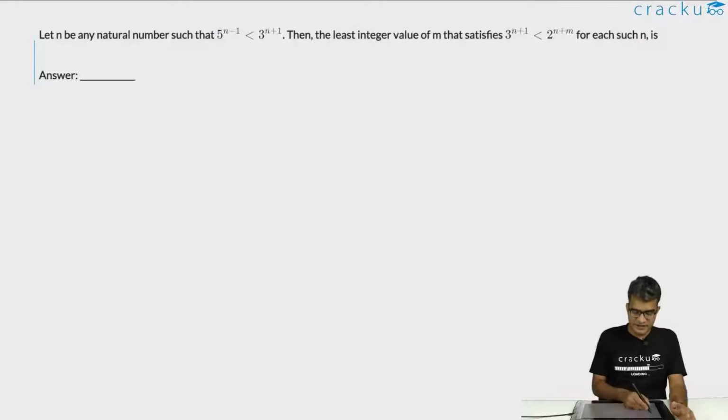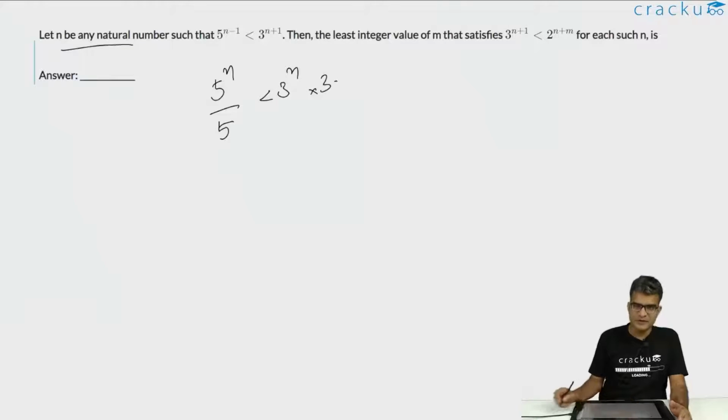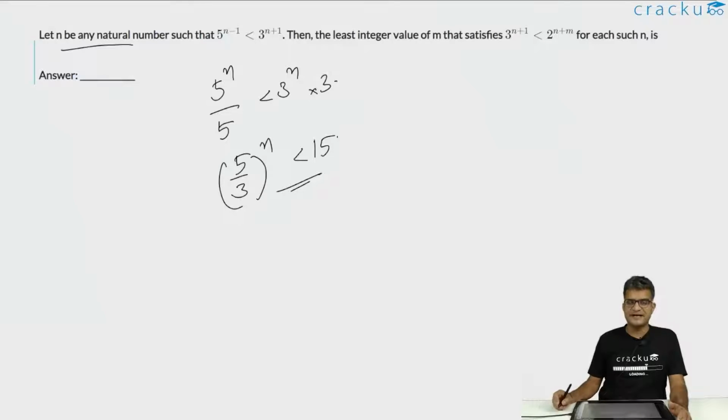In this question, we are told that n is a natural number such that 5 to the power n minus 1 is less than 3 to the power n plus 1. That is, 5 to the power n divided by 5 is less than 3 to the power n into 3. Or essentially 5 by 3 to the power n is less than 15. What are the values that n can take?